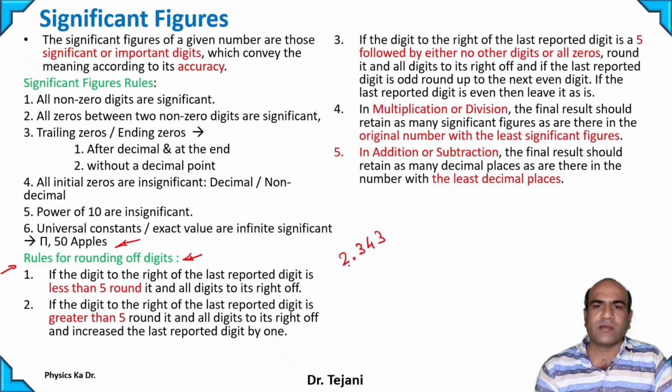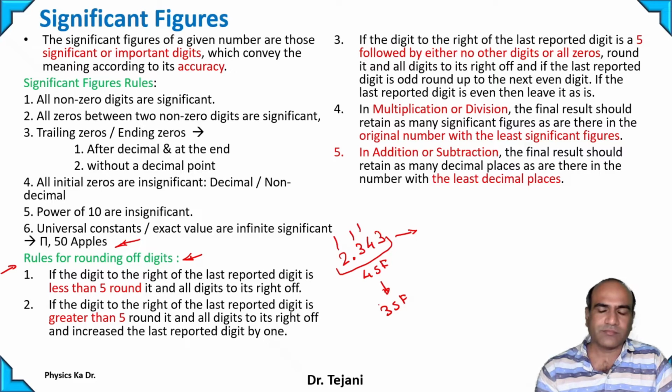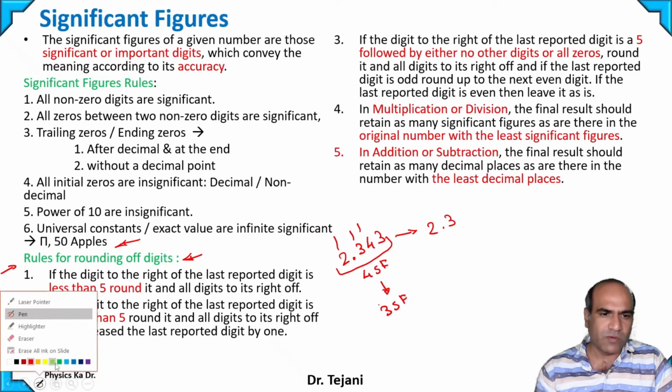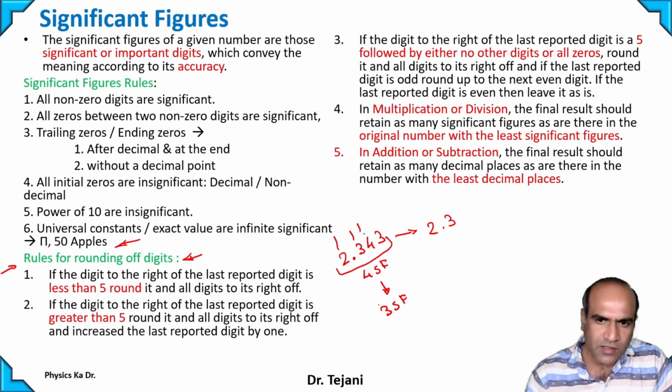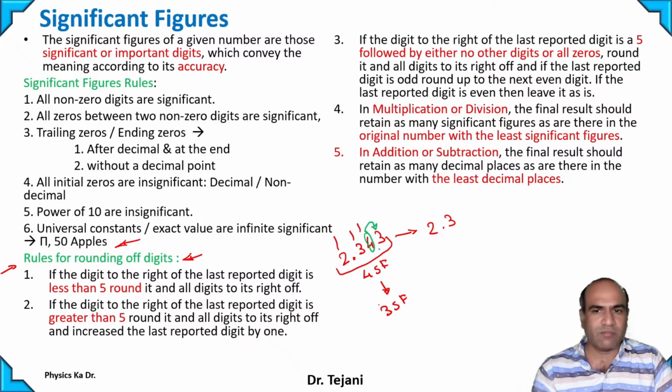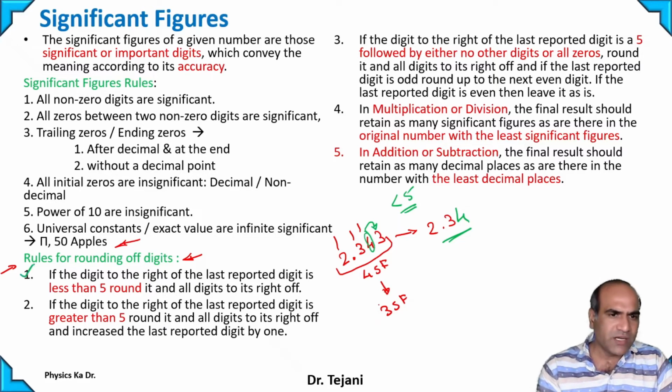2.343 has 4 significant digits. Let us convert this into 3 significant digits, so we need 3 digits only. 2.3 is okay, but what about this number 4? For this number, you just need to check the next number. If this next number is less than 5, then keep 4 as it is. There is nothing to change. So this is the rule. It is very simple.